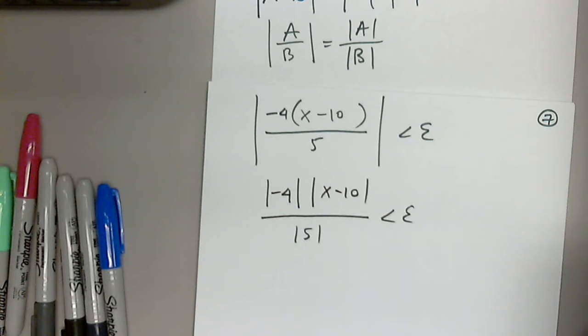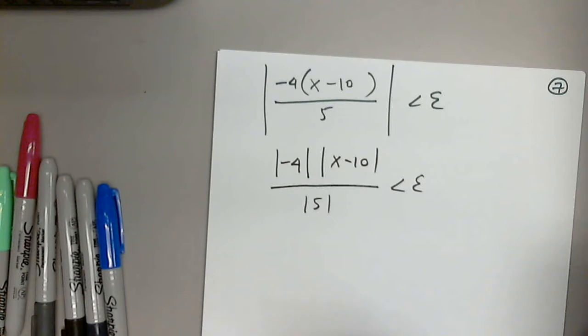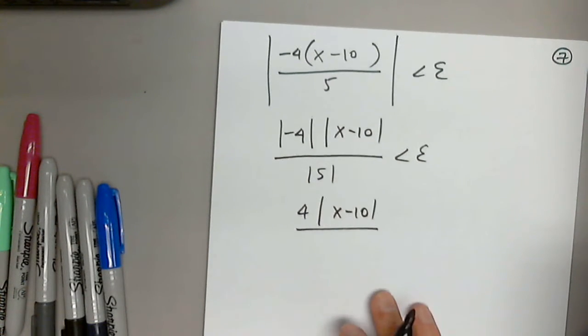By using the two properties, the absolute value of a product and the product of absolute values, and the absolute value of a ratio. Are you with me? It's long because it's the first example. When we look at the second one, you'll see it's going to be much easier. Okay. What is now the absolute value of negative 4? 4. What is the absolute value of 5?